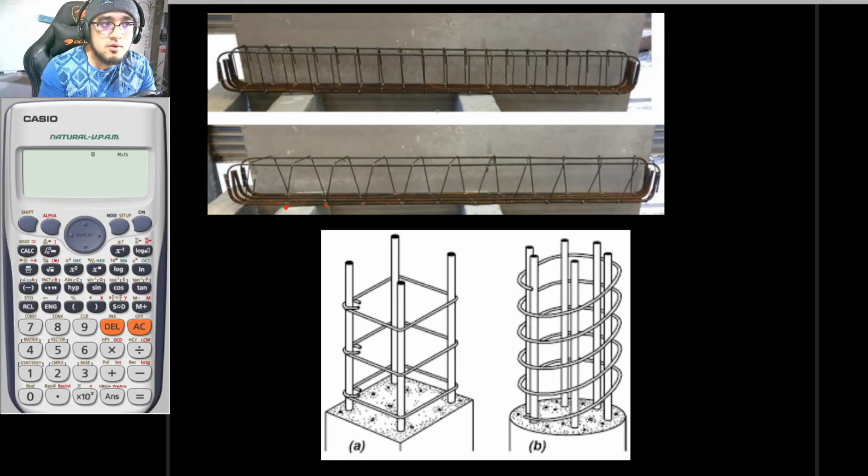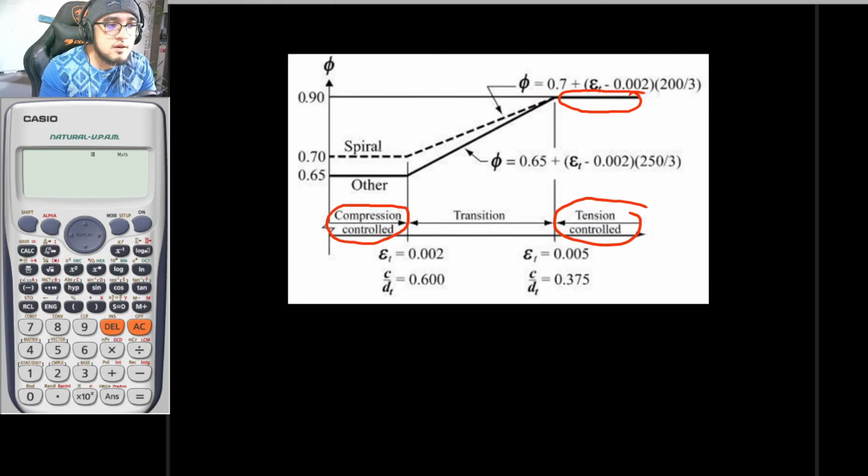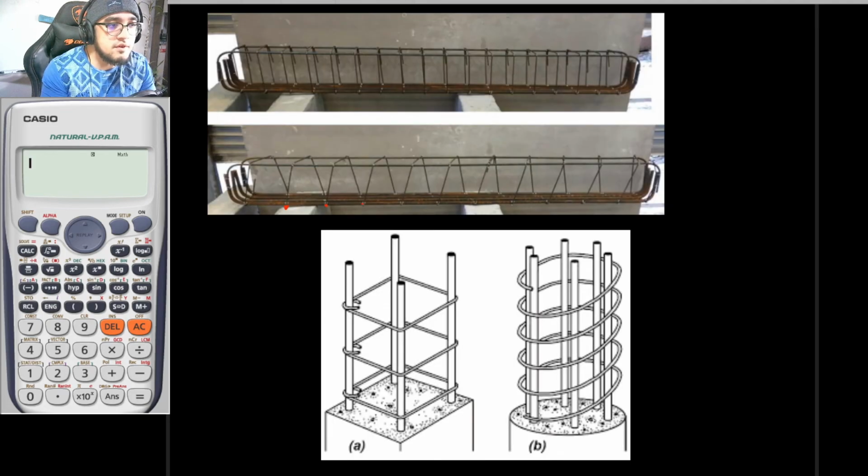So once again, if you would be using spiral reinforcement and it is compression controlled, you would be using 0.7 as your reduction factor phi. This is for your spiral reinforcement, and this is for the others, the lateral tie reinforcement. And that's it for this.